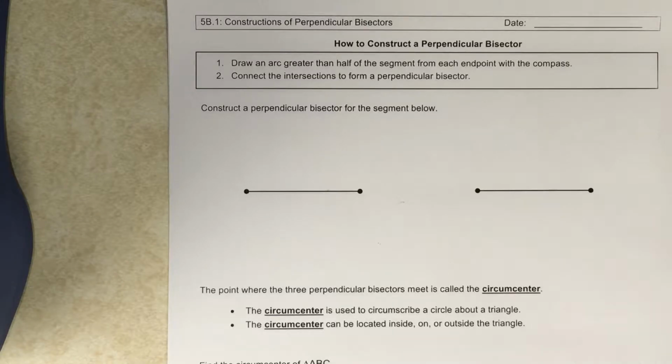Now you'll notice at the top of page 1 there are two different random line segments. I'm going to show you on one of them how to construct a perpendicular bisector. You can copy the exact same steps onto the second line. So in order to do this, you're going to take your compass.